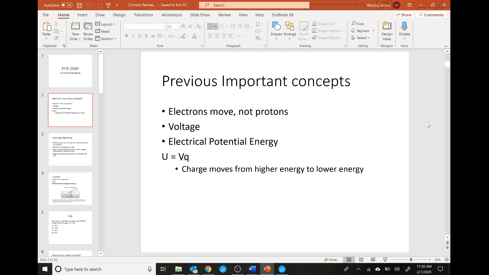Voltage, we're going to be using that, obviously, because batteries have voltage. Electric potential energy, and that one we mainly need, as I've mentioned a bunch of times, things move from higher potential energy to lower potential energy. So this explains why current flows the way it does. All of these fundamental concepts help us to actually understand everything I'm going to cover.